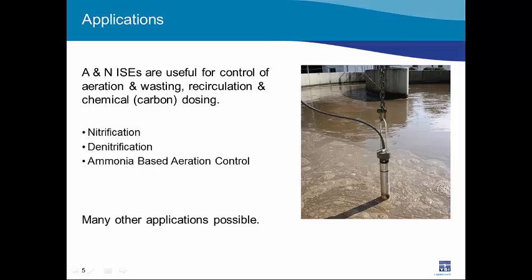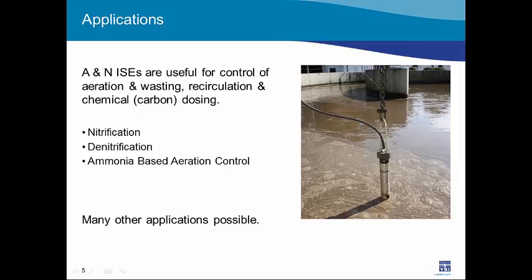So when it comes to nitrification, obviously aeration is important, and also because of the relatively slow growth rate of nitrifying bugs, wasting rate is important. With denitrification, recirculation and carbon dosing are the key process control parameters for that, and both of those can be controlled very effectively with a nitrate probe.